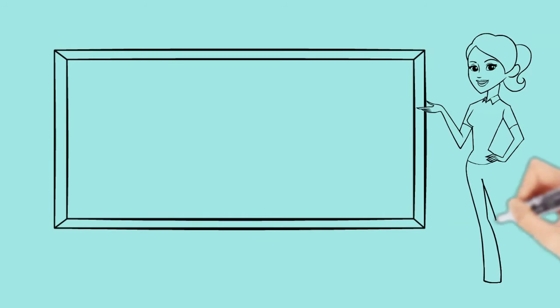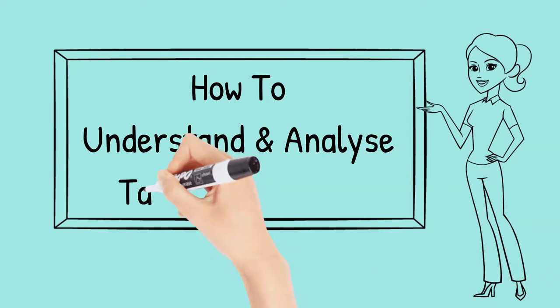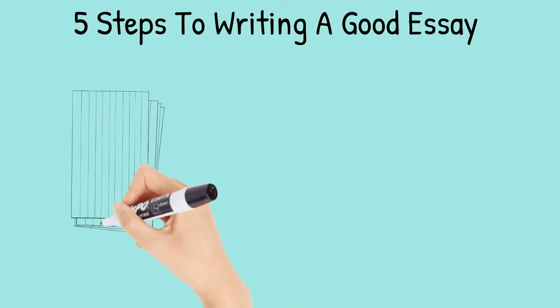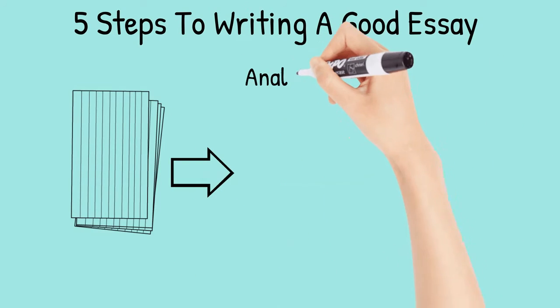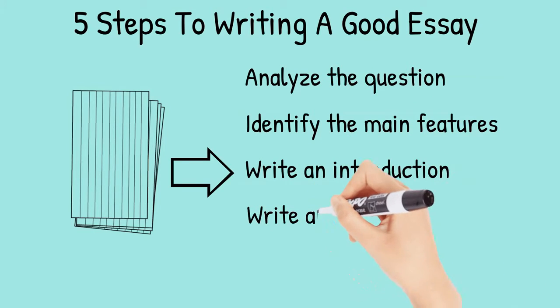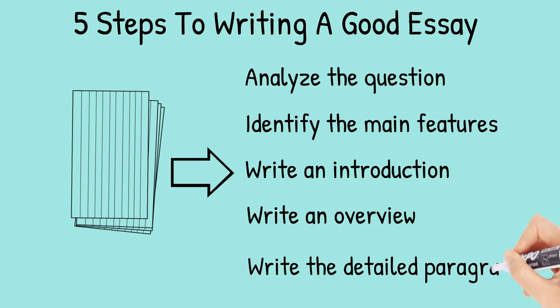In this video, we will cover how to understand and analyze Task 1 questions for IELTS Academic Writing. There are 5 steps to writing a good essay for IELTS Academic Writing Task 1. Analyze the question, identify the main features, write an introduction, write an overview, and write the detailed paragraphs.